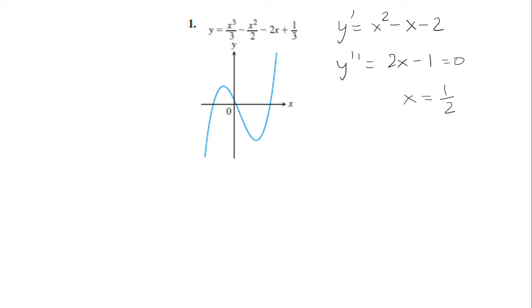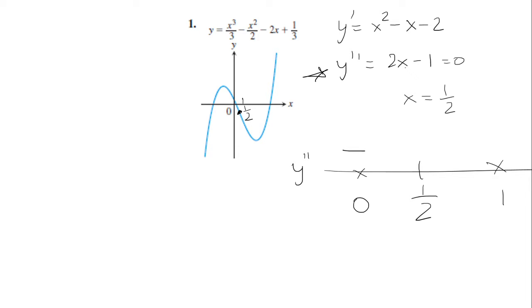Okay, so x equals 1/2, let's say, is somewhere around here. And now we use the second derivative number line, and we test. To the left of 1/2, let's say we pick 0, plug it into my second derivative here, we get a negative. And if we plug in a positive 1 in here, we get positive 1. So clearly this is concave down and concave up.